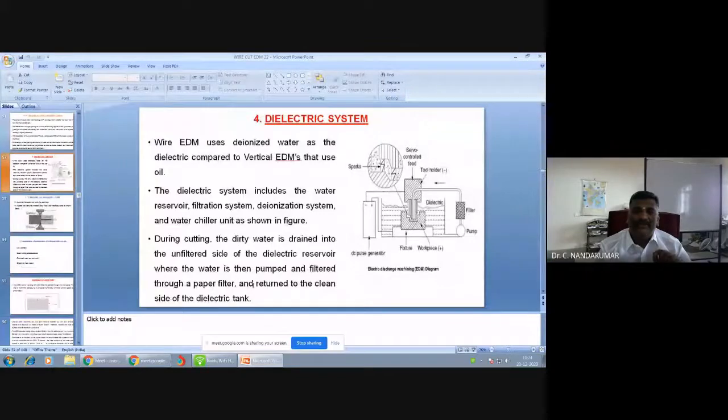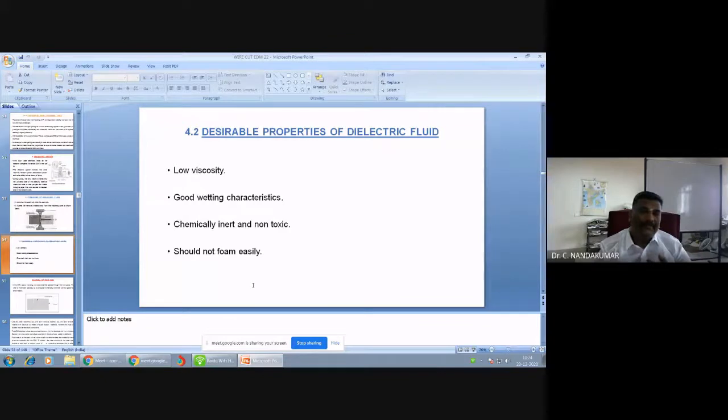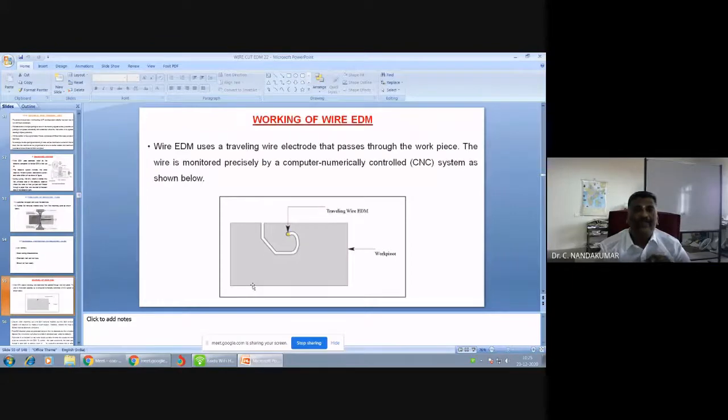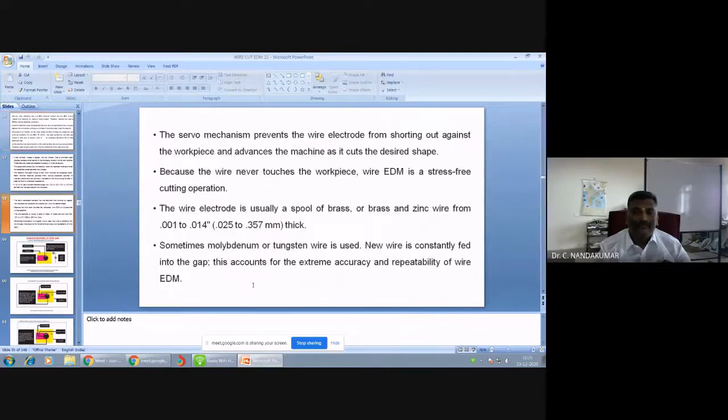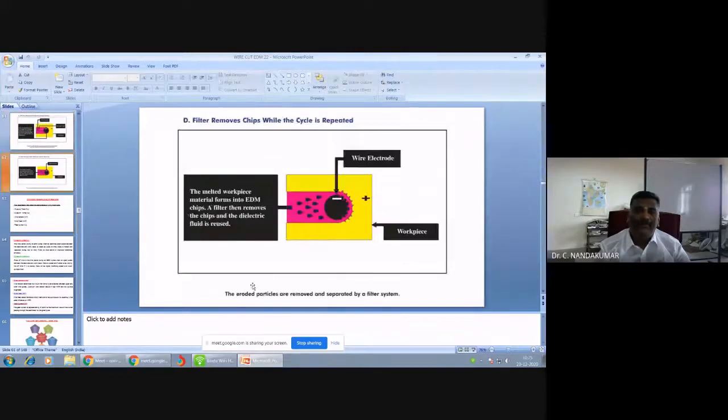This is a dielectric system. The functions of the dielectric: when machining is going on, the burrs will be removed with the help of the flush of water, the dielectric fluid. The properties of dielectric fluid: low viscosity, good wetting characteristics, chemically inert, non-toxic, and it should not form sludge easily. This is the working of wire EDM, the traveling of the wire, in its various stages.